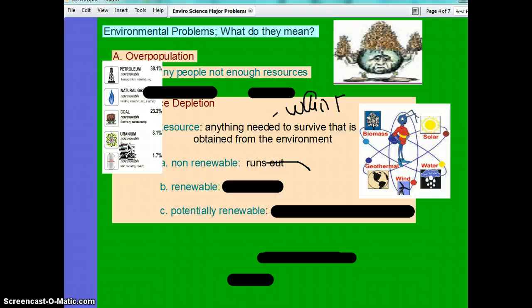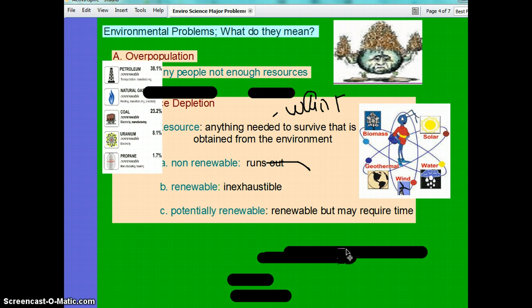Renewable. Paper. What's paper, really? Trees. Trees, good. Living things are renewable. They're not supposed to run out. If you're a species, by definition, you're an organism that breeds and produces fertile offspring, so you're not supposed to run out. What else is not supposed to run out? Water. What else? Air, correct.